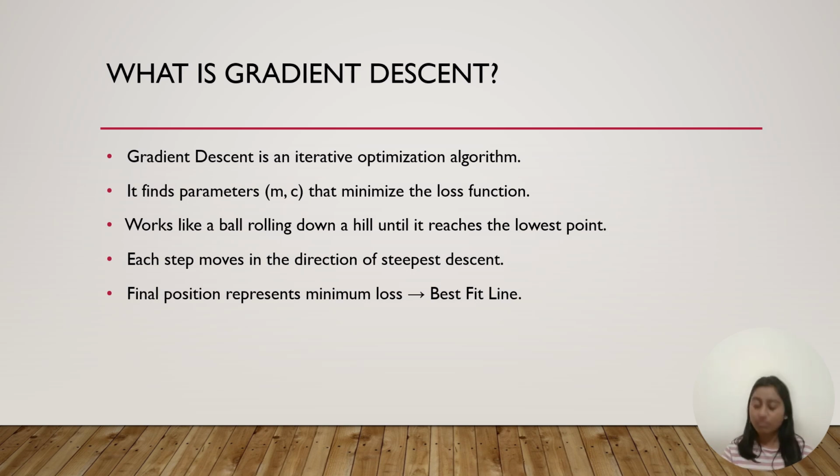That's the minimum loss. And the point where the loss is minimum represents a best fit line, the most accurate model. So gradient descent helps us automatically reach that perfect line by minimizing the loss function.